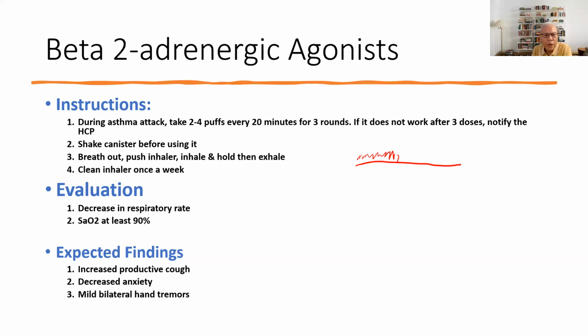Now, how do we know that they're getting better? Well, a decrease in respiratory rate is going to be one of them. And of course, an improvement in the oxygen saturation. Now, whenever you're giving bronchodilators, the patient is going to start coughing productively, and therefore this is going to be an expected result of giving the bronchodilator. And then, of course, because they're going to be breathing much better, there's going to be a decrease in anxiety. And because of the effect of the beta agonist, there will be bilateral hand tremors. So these are expected findings.